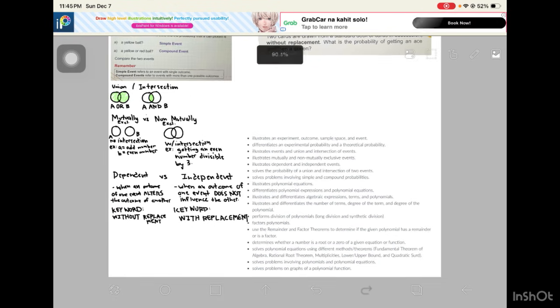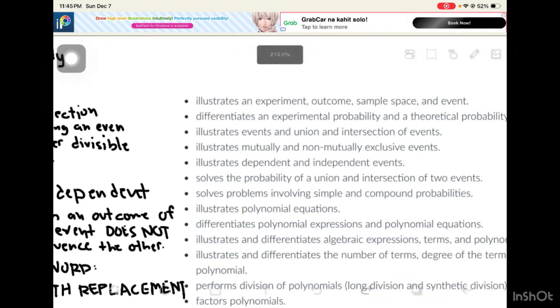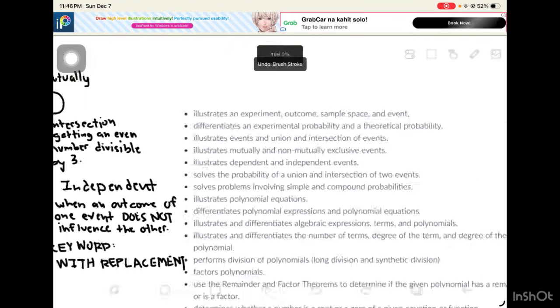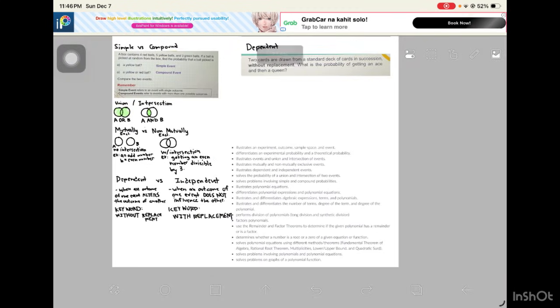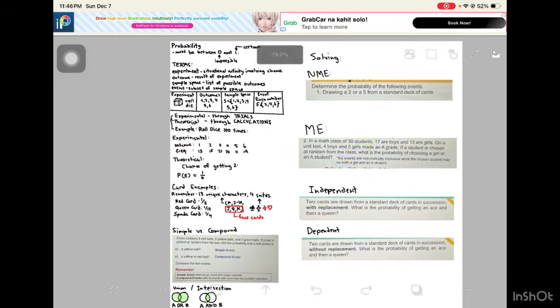I'll be recording unit 1 for tonight from here to here. Yeah, here to here. And then the rest I'll record tomorrow. So this first unit is all about probability.